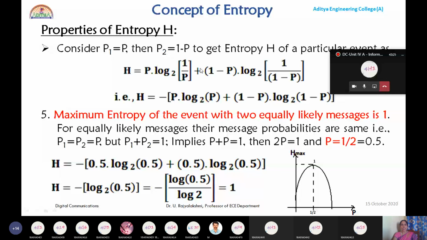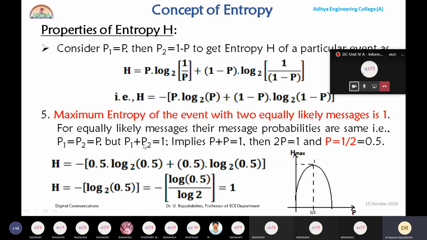This fifth property is the extension of the fourth property. In the fourth property, we assumed a symbol having two messages. The fifth property is the extension, so consider the same two messages of the event with probabilities P1 and P2. But here, what is the assumption? The messages are equally likely. So, because the messages are equally likely, their respective probabilities should be equal. That is, P1 is equal to P2, and we have assumed that both are equal to P.